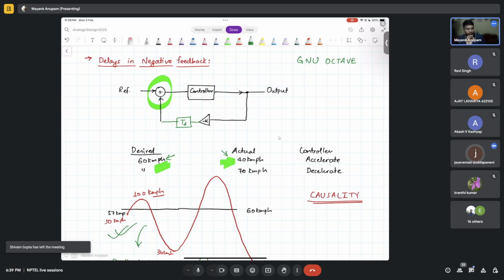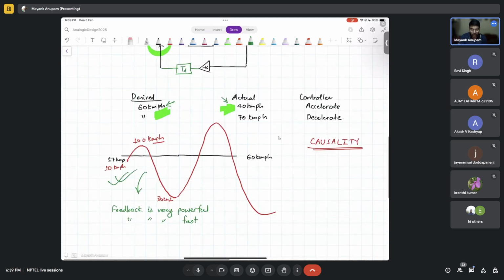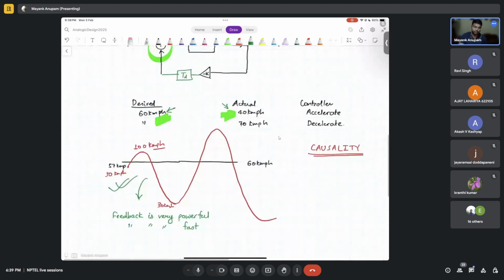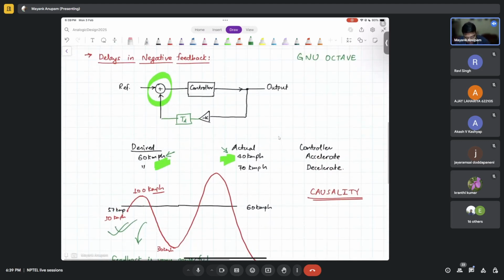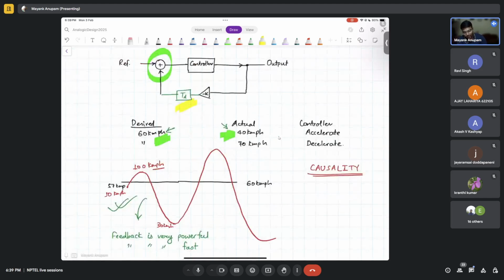Yes, sir. Got it. So now what I was trying to say is, if there is a delay in the system like this, then you have an issue, right? If there is a delay in the system, what will happen? Let's say you were already very close to the target speed of 60 kmph. You were, let's say, at 57 kmph at that time.